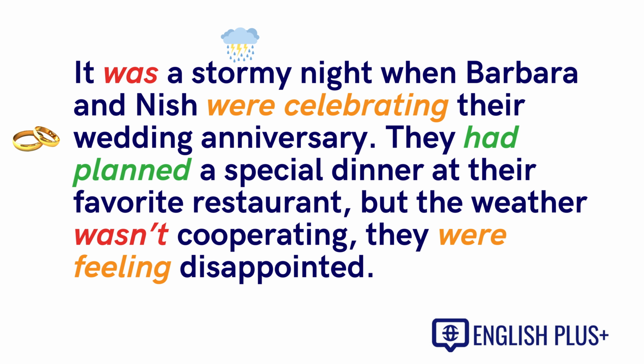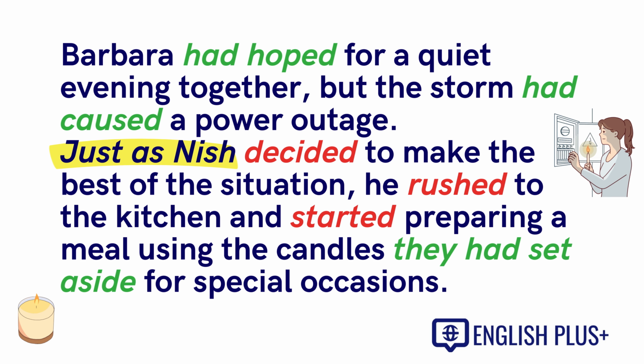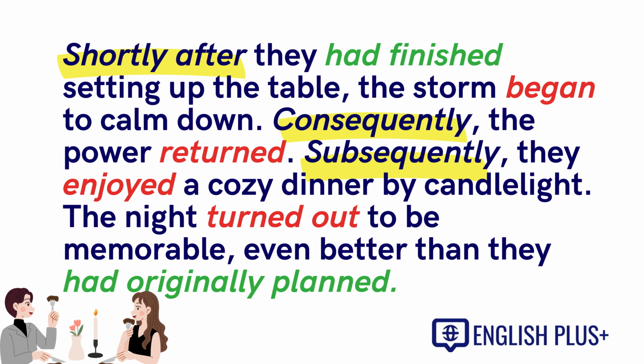It was a stormy night when Barbara and Nish were celebrating their wedding anniversary. They had planned a special dinner at their favorite restaurant, but the weather wasn't cooperating. They were feeling disappointed. Barbara had hoped for a quiet evening together, but the storm had caused a power outage. Just as Nish decided to make the best of the situation, he rushed to the kitchen and started preparing a meal using the candles they had set aside for special occasions. Shortly after they had finished setting up the table, the storm began to calm down. Consequently, the power returned. Subsequently, they enjoyed a cozy dinner by candlelight. The night turned out to be memorable, even better than they had originally planned.